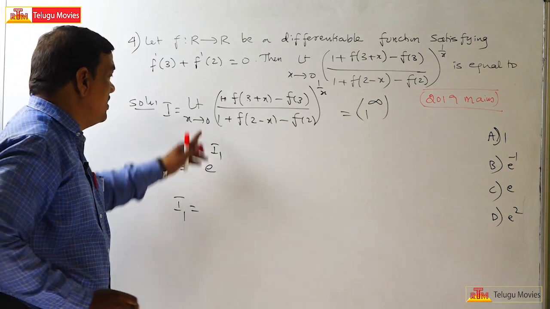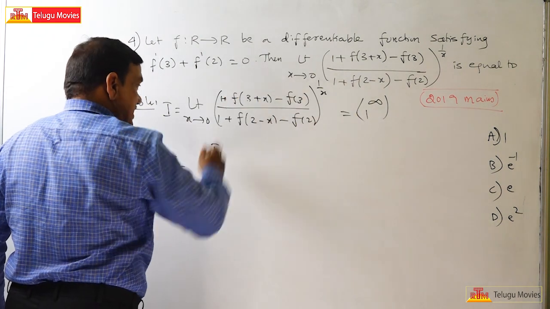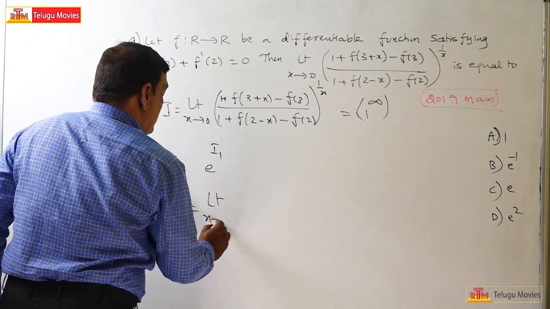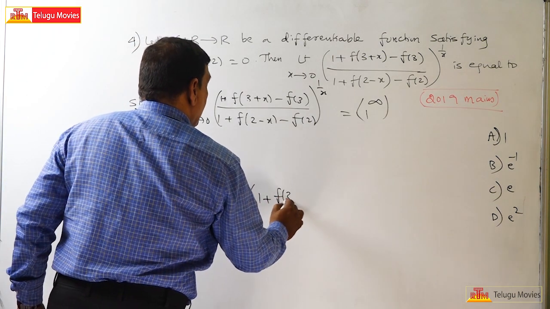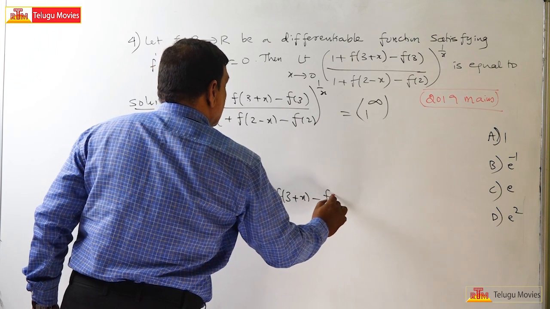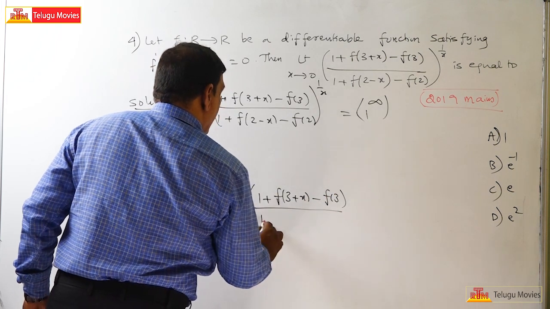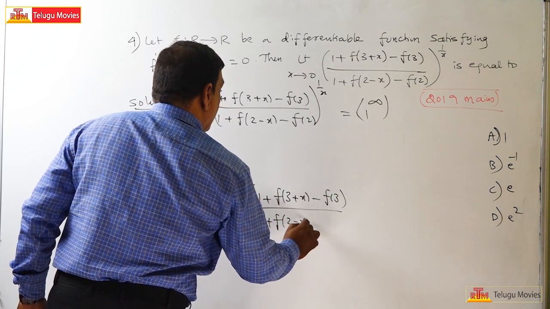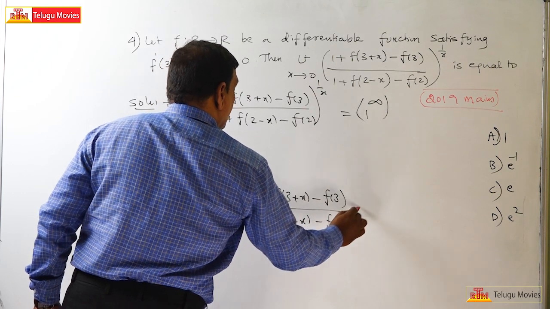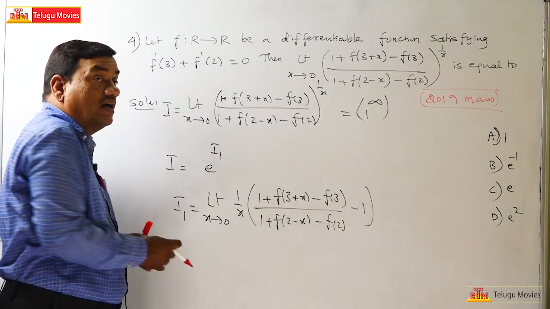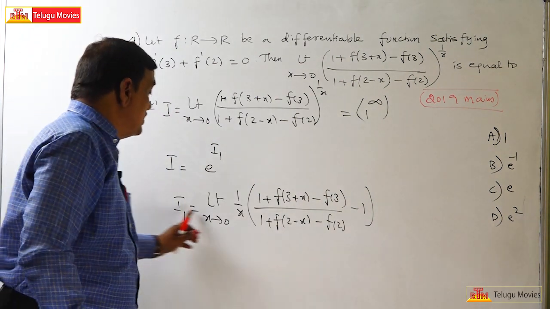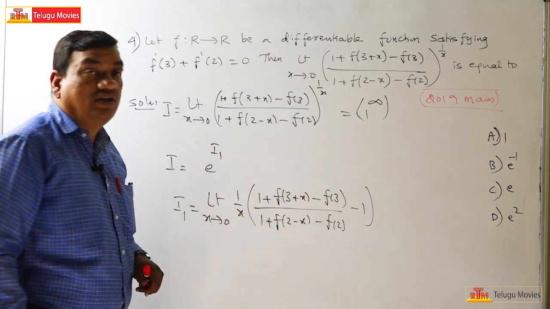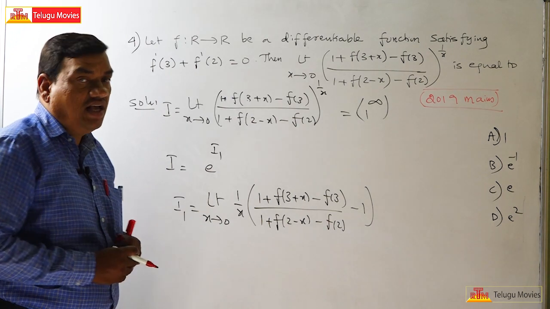What is that I1? The limit as x tends to 0, 1 by x into (1 plus f of 3 plus x minus f of 3) divided by (1 plus f of 2 minus x minus f of 2) minus 1. This is whatever may be in the e power value. So let us find this value and substitute in the I1, and we will get the remaining answer.